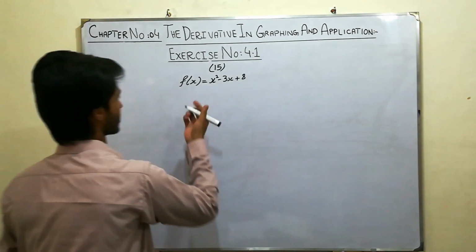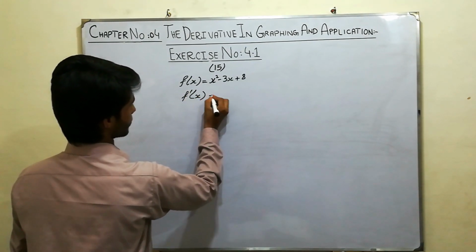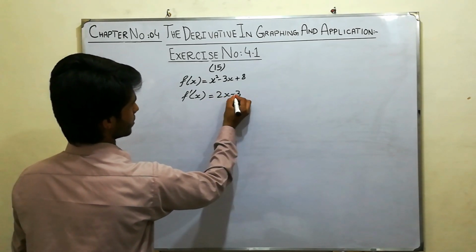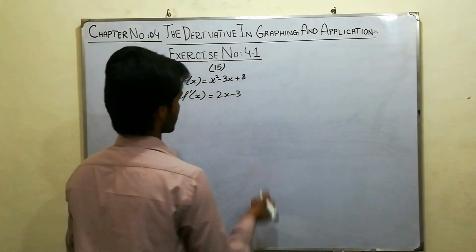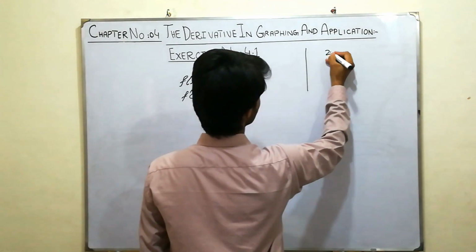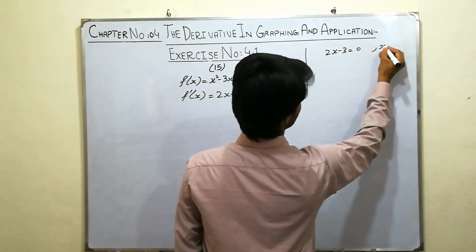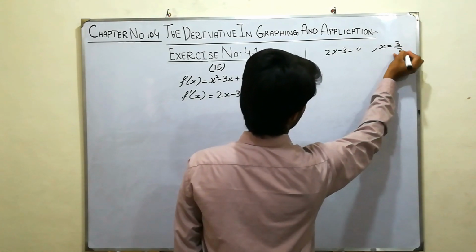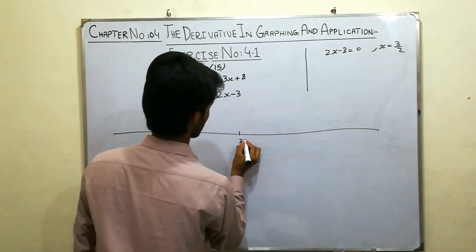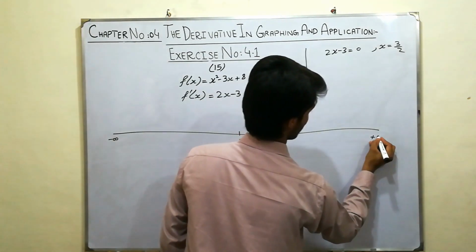Now for the increasing and decreasing function, take the single derivative. So we have 2x minus 3. Now for points, put the single derivative equal to 0. We have 2x minus 3 is equal to 0. We have x is equal to 3 by 2. Draw the region: this is 3 by 2, minus infinity, plus infinity.